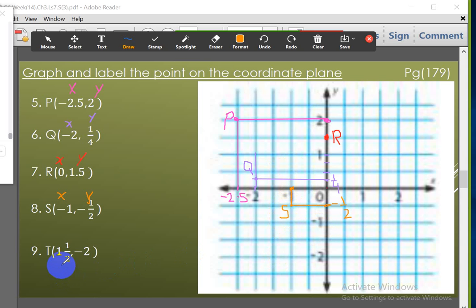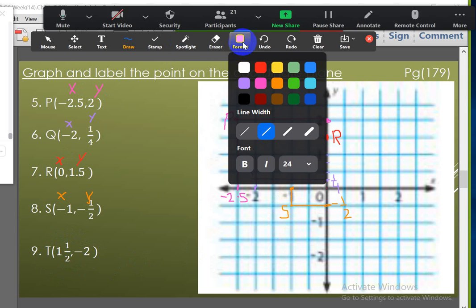Now T, 1 and 1 over 2 and -2. 1, this is X, of course.